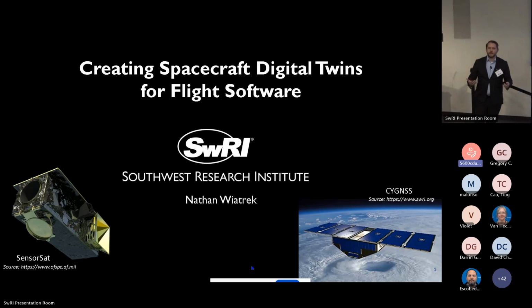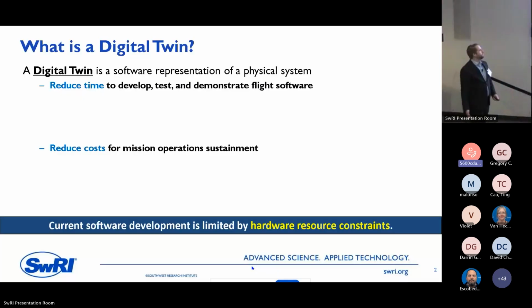Digital twins have been a big topic at this conference so far, but what exactly is a digital twin? So a digital twin is a software representation of a physical system. These are used all over. There's digital twins for automobiles, there's digital twins for human patients. But for flight software, a digital twin gives us two things. It reduces time and it reduces cost.